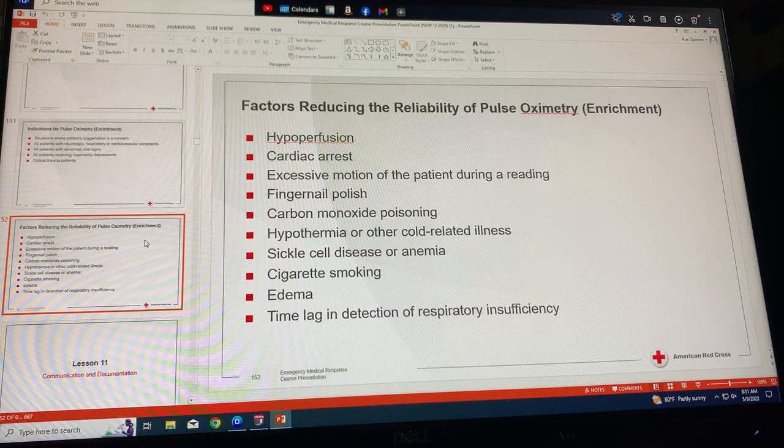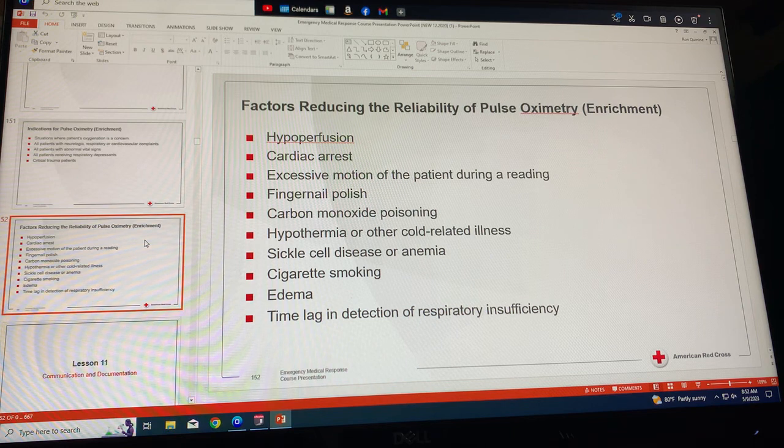So these are factors reducing the reliability of pulse oximetry. These are things to consider that will make the pulse oximetry not so reliable. Some factors that may reduce the reliability of pulse oximetry readings include poor perfusion, shock for example, cardiac arrest, absent perfusion to fingers, excessive motion of the patient during the reading, fingernail polish.